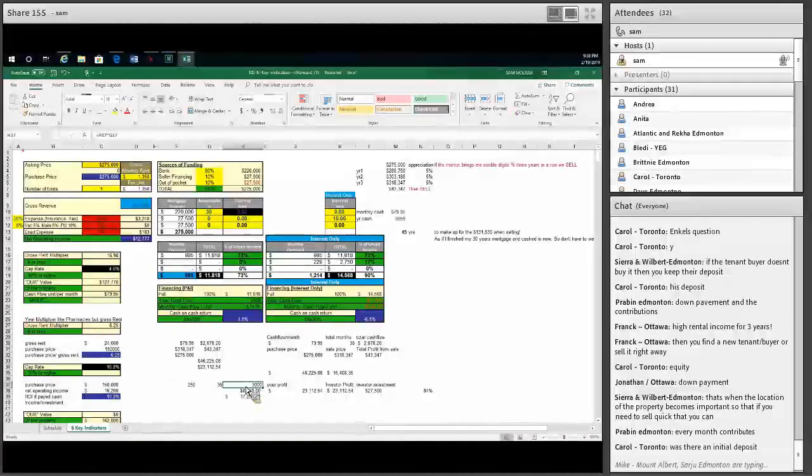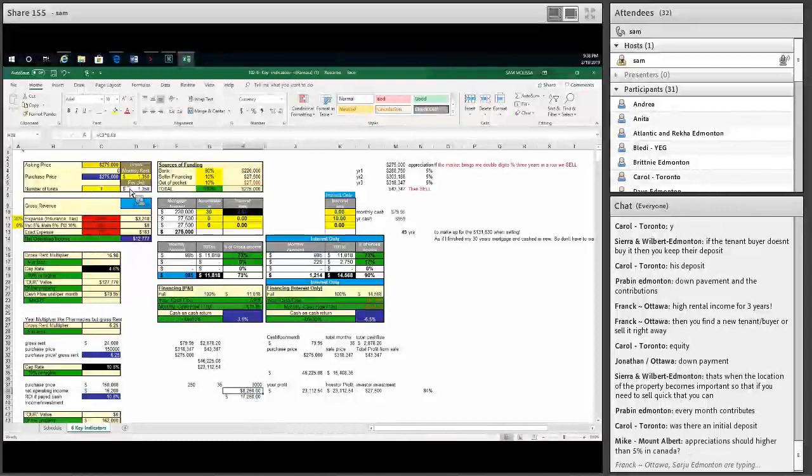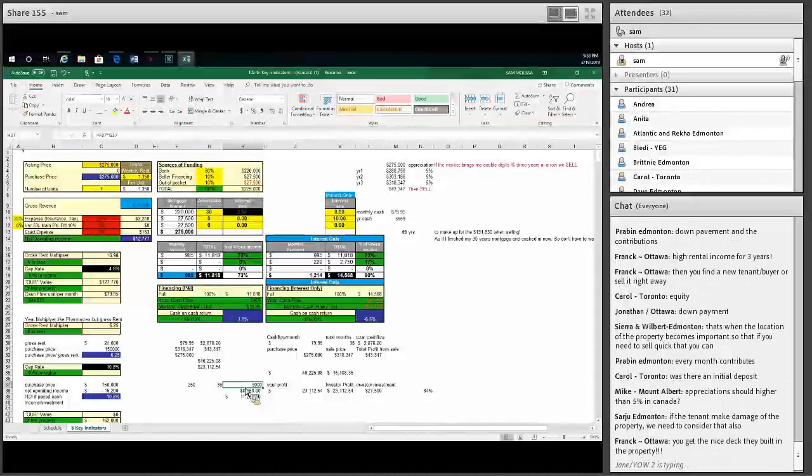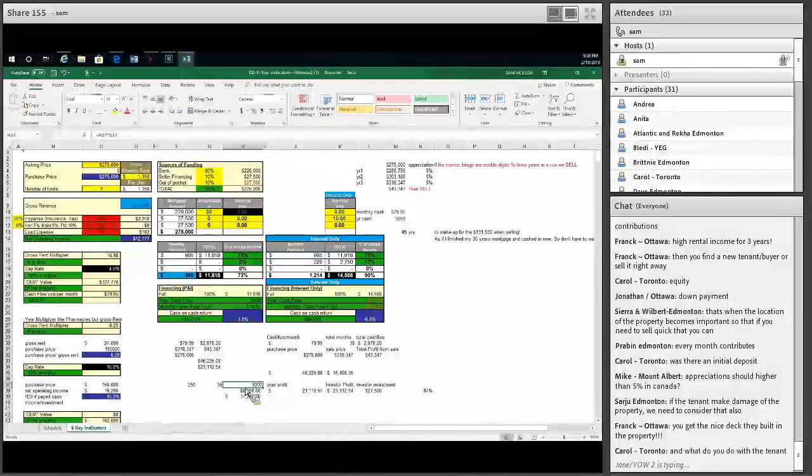What was the initial deposit? So Carol, they put up $8,250. That's 3%. That's the non-refundable option consideration, right? 3% of this. So the $8,250 they'd lose. They'd lose the $9,000 in rent credits. They'd lose that, right? We have equity that's built up. Yeah, Mike mentions, if the market goes up 5%, we get an increase there. You also get any improvements made to the property. That's right, any improvements, good.